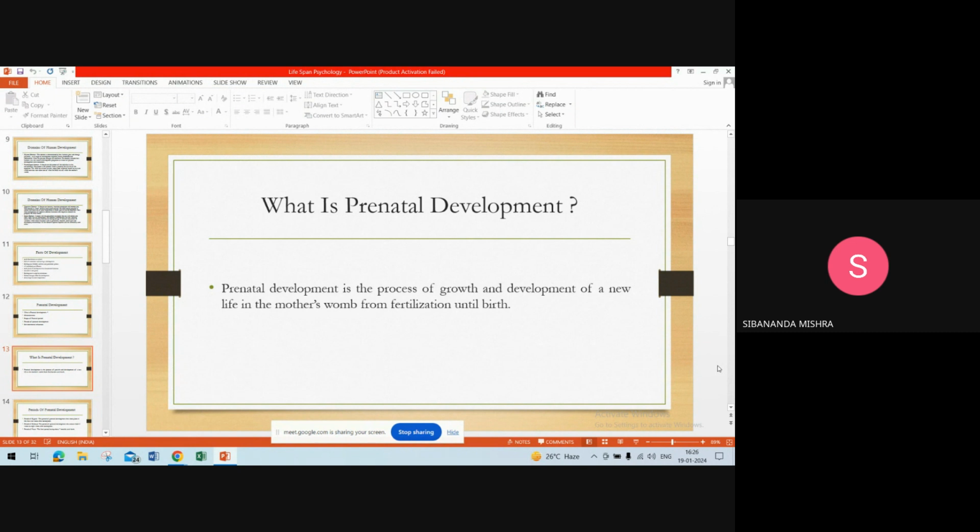Development before birth takes place in three stages. That is, there are three stages of development: ovum, embryo, and fetus. So, in general, prenatal development is the process in which an embryo or fetus develops during pregnancy from fertilization, or you can say conception, until birth. Okay, next.